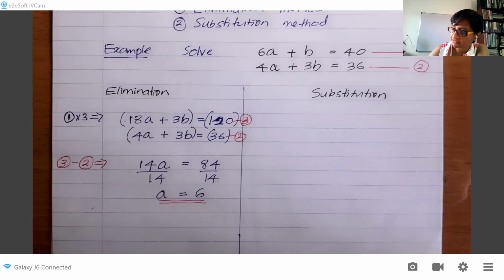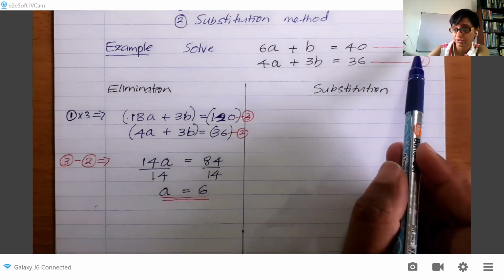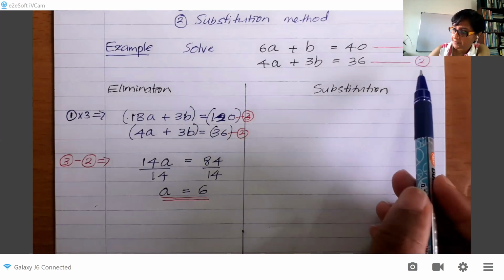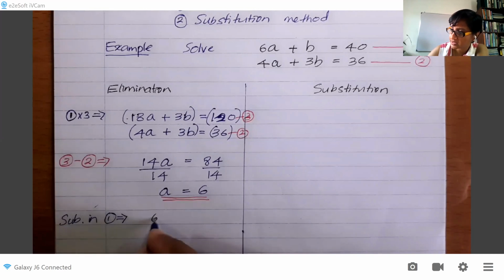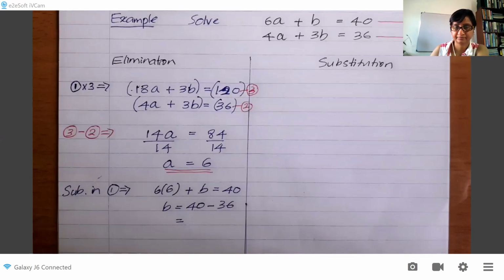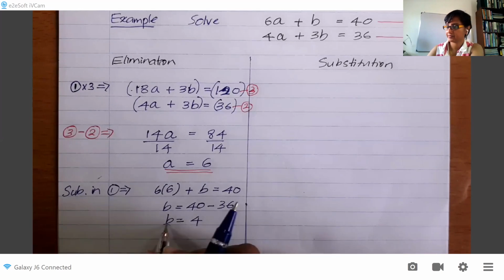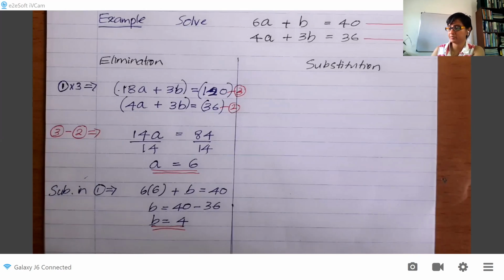Then you can put it back in one of your original equations, 1 or 2, whichever you like. I will substitute into the first one. So 6 times 6 plus B equals 40. B is equal to 40 minus 36. That gives me B equals 4. Is that clear to everyone? I mean, this must be a piece of cake to you, right?